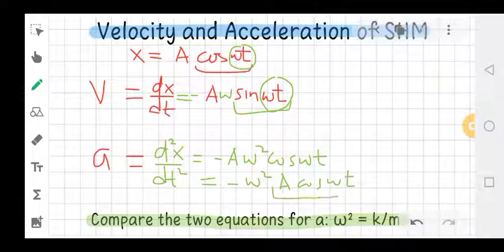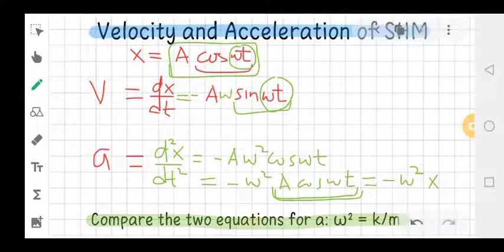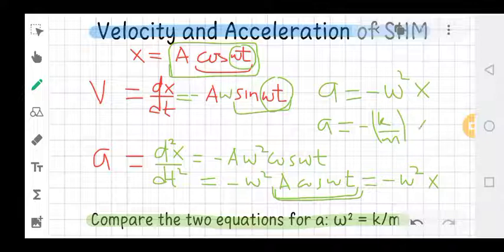Now if I look at A cos omega t, we already have something of such before. Can you see that? Look at it here. It's still our x. So that's going to be minus omega squared x. So our acceleration is minus omega squared x. And remember that we got an acceleration earlier, which says that a is equal to minus k over m times x. So they are talking about the same thing. If they are talking about the same thing, it means that omega squared here equals to what? k over m here.